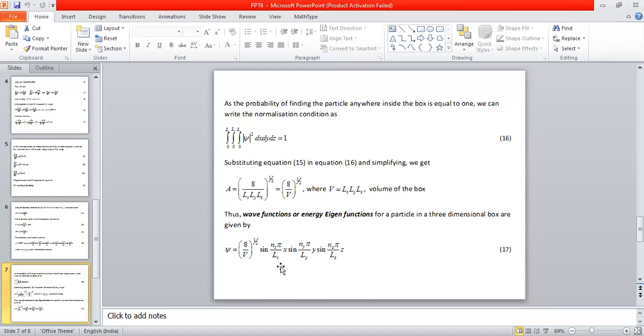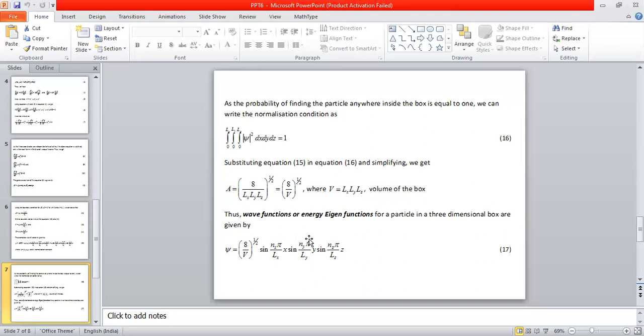So these normalized wave functions are given by equation 17. Please make sure that we have three quantum numbers here, unlike the one quantum number in the case of a particle in a one-dimensional box. So nx is the quantum number along the x-axis, ny along the y-axis, and nz along the z-axis. All these quantum numbers nx, ny, and nz can take the possible values 1, 2, 3, etc. 0 is not allowed.